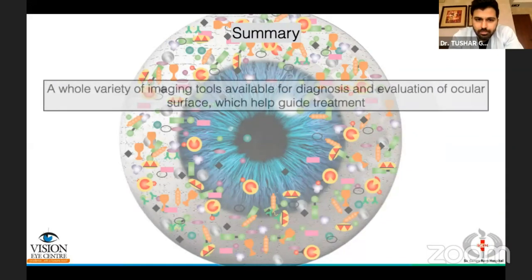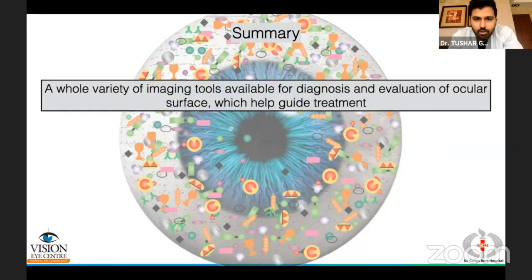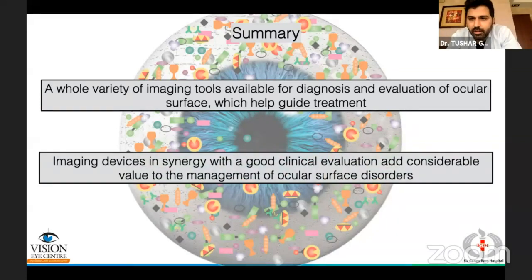So there are a whole variety of imaging tools that are available now, which are useful for diagnosis and evaluation of these conditions and that help us guide treatment. And of course, we will never rule out a good clinical evaluation. All of us understand that, but in synergy with that, these instruments are very useful in the management of ocular surface conditions. So thank you.